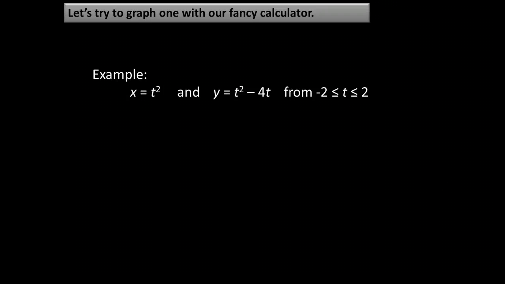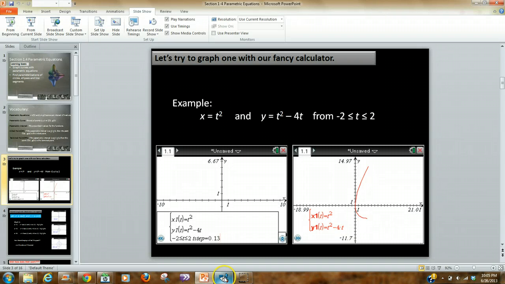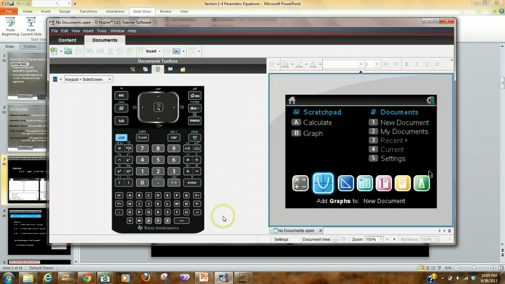Okay, now that we kind of know what they are, let's try to graph one with our fancy calculator. And the one we're going to graph is x is equal to t squared and y is equal to t squared minus 4t, and our parametric interval, or our set of t values, goes from -2 less than or equal to t less than or equal to 2. Okay, so we're going to graph this. So go ahead and grab your Inspire. If it's not handy, pause the video quickly and go grab it. But here we go, we're going to graph it.